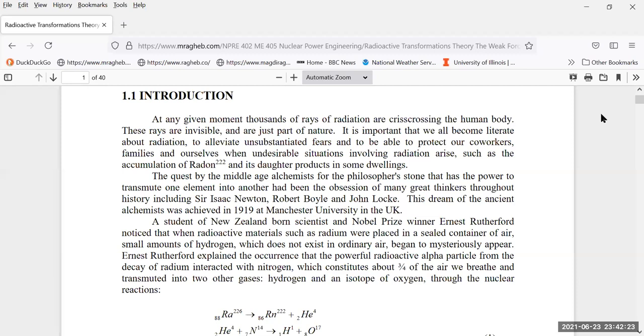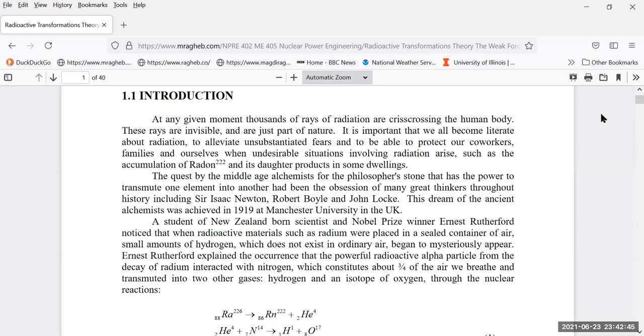But too much of it can hurt us. In that case, we want to learn as much about it. How was radiation discovered? Basically, the knowledge about it is built on the shoulders of great, very smart people, from Sir Isaac Newton, Robert Boyle, and John Locke.